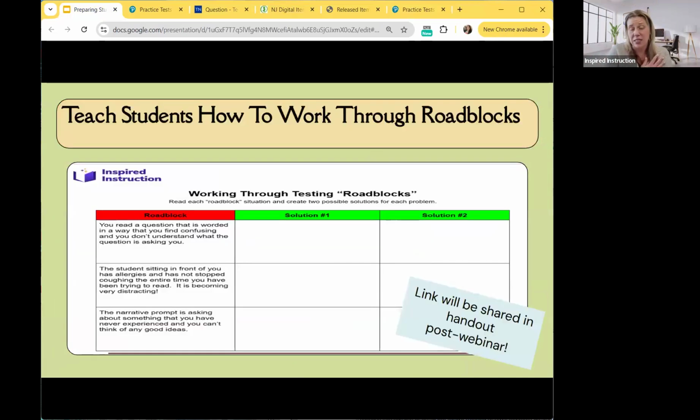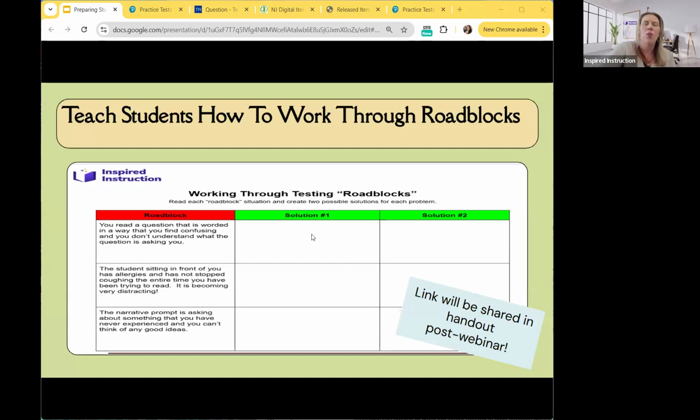And I wasn't a very good test taker when I was in school. I had really bad anxiety with tests. We know that student anxiety has risen post-COVID. So one of the other things that I highly recommend is teaching kids how to work through testing roadblocks. This document is actually going to be shared in those resources that I mentioned. You'll get a copy of it via email after the webinar.